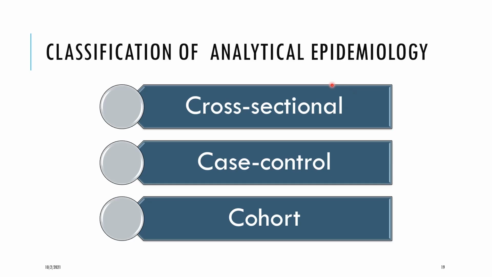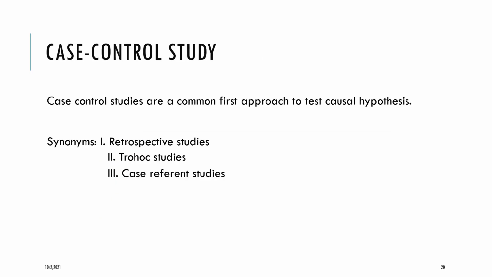Now, as the name suggests, cross-sectional studies mainly deal with disease prevalence at a particular point of time. We will be covering case control and cohort studies in detail. So starting with case control studies. They are also known as retrospective studies, TROHOC studies, or case referent studies.